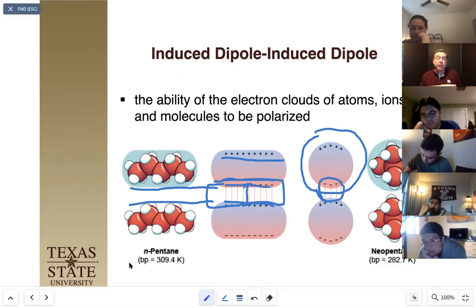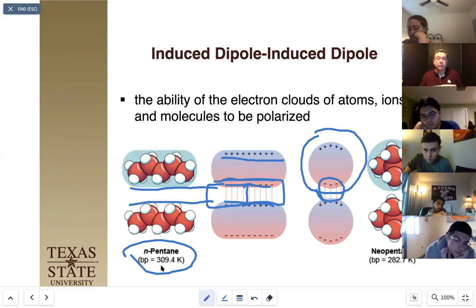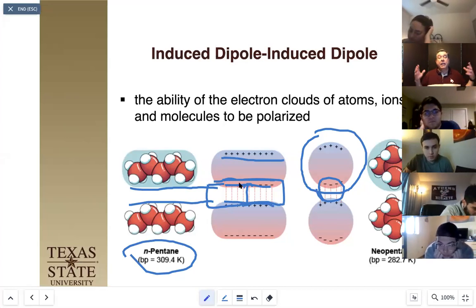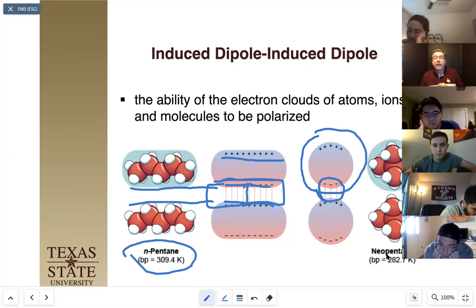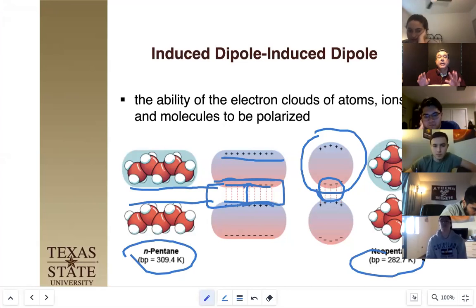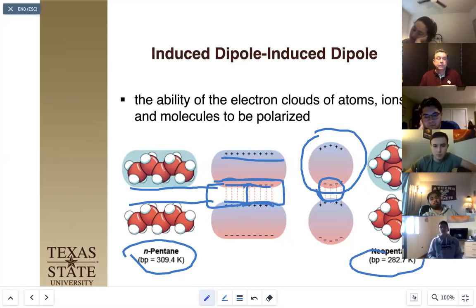So the boiling point of this is very low. It's barely above room temperature. Room temperature is 273 Kelvin. So it's barely above room temperature. And the only reason it is, is because of this induced dipole-dipole force and its molecular weight. However, neopentane is the same molecular weight, but has a lower boiling point because it has less surface area in that induced dipole bonding.